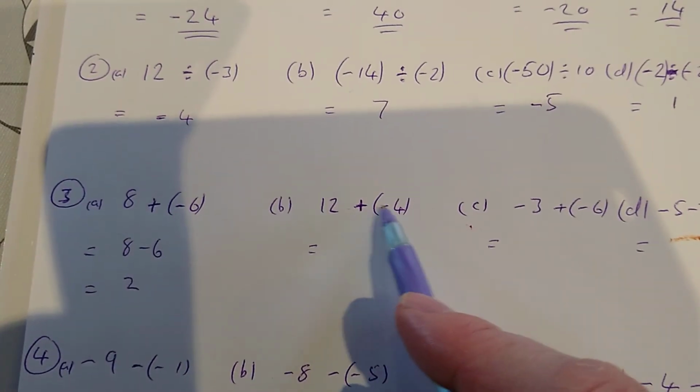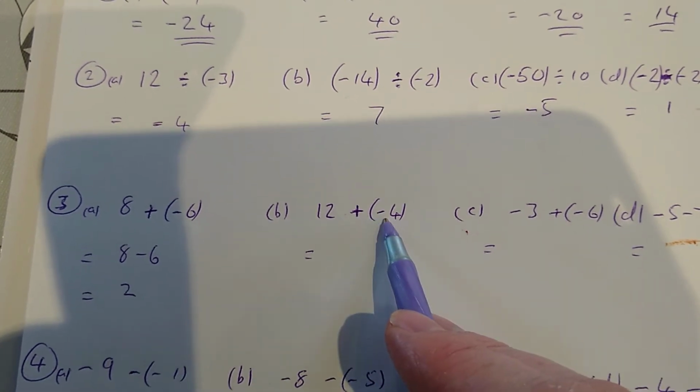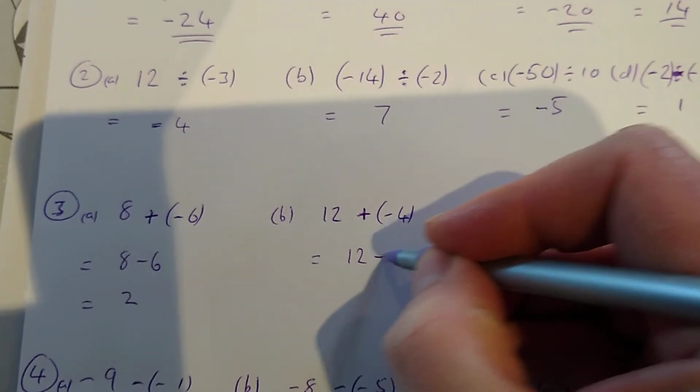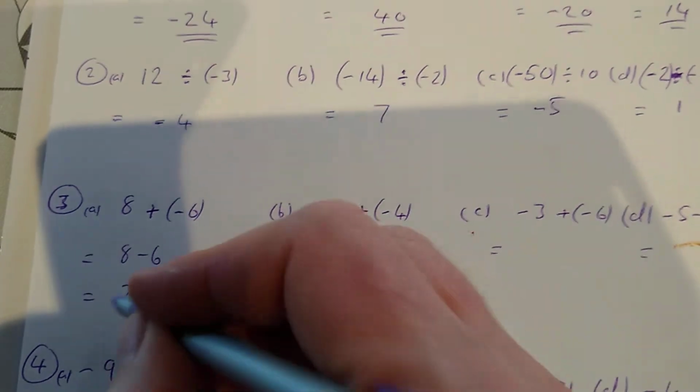Same idea here. 12 plus -4. It's like having 12 points in a quiz, and then you get a 4-point penalty. So you'd go back to 12 subtract 4, which is 8.